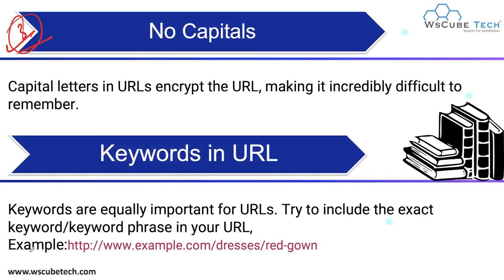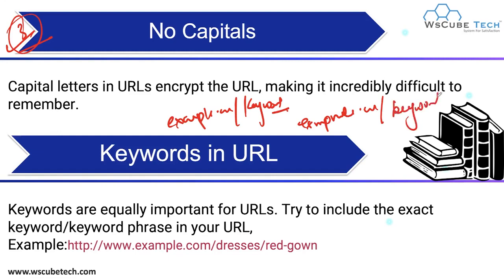This should be strictly avoided in a URL. Just in case you are not aware, let me tell you, example.com/keyword and example.com/Keyword are different URLs. Here you can see this is a small k and this is a capital K. So capital letters in your URLs make the URL incredibly difficult to remember. That's why you always have to use only small letters here. You don't use capital letters here.